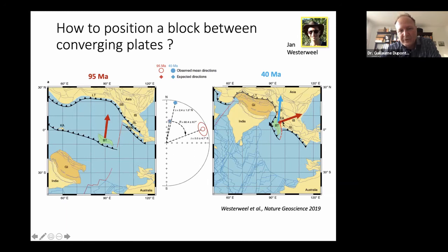Okay, and this is why we can retro-position the Burma terrain in this orientation. Okay. And what we see also is that the inclination is very low. And so that means the Burma terrain was at a very low latitude near the equator. Okay. So by doing this kind of stuff, we can position these blocks between these converging plates.